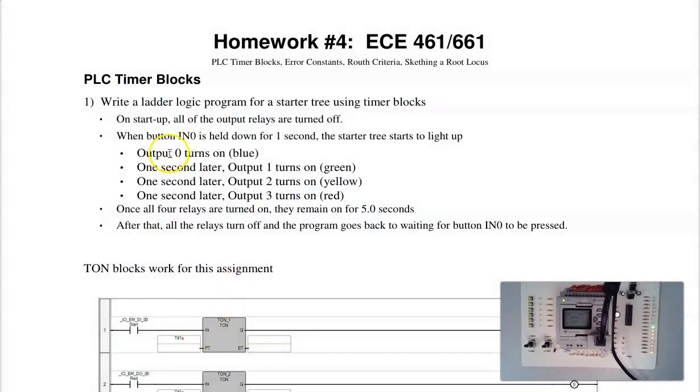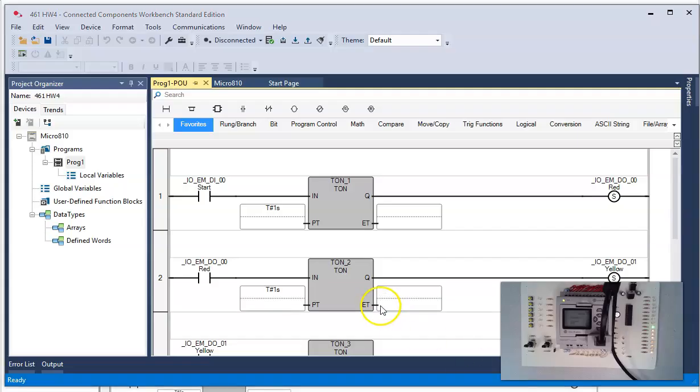I want to hold the button down for 1 second to have it start. Then that turns on the lights one by one: first light on, second light on, third light on, fourth light on. They remain on for 5 seconds, then turn off. So a ladder program that does that would be as follows.